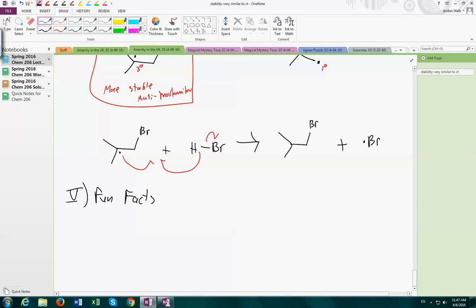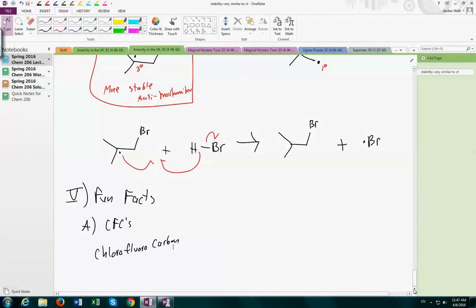All right, so fun facts with radicals. I've got two cases. So who's heard of CFCs before? All right, so you're right. That's chlorofluorocarbons, right? And an example of a chlorofluorocarbon would be something like dichlorodifluoromethane.